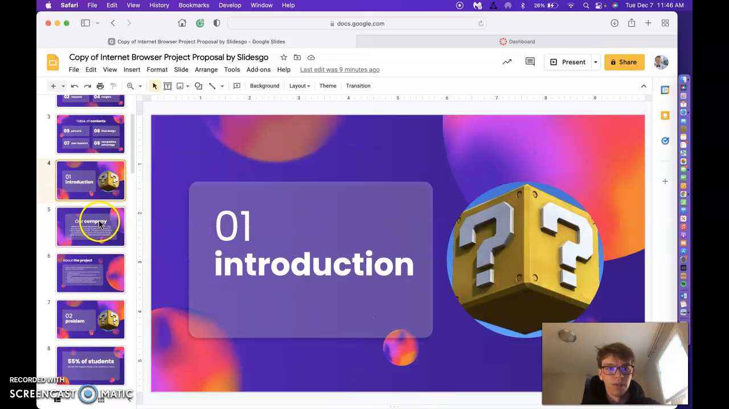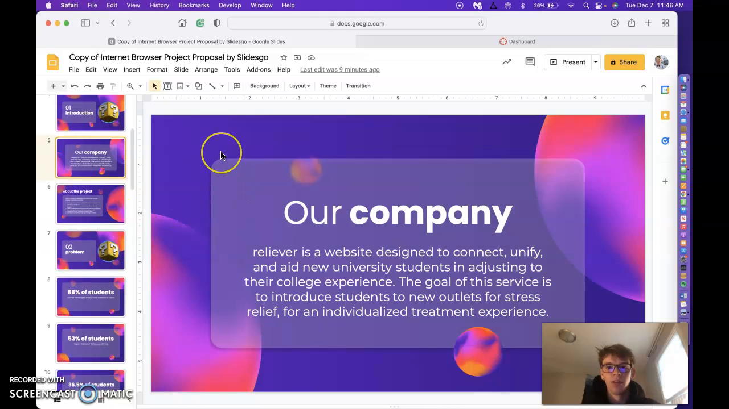So for an introduction, our company, Reliever, is a website designed to connect, unify, and aid new university students in adjusting to their college experience. So this is something I struggled with when I was coming to Miami. I didn't know really what I was doing, basically how to time manage, and poor time management added up as it does, and it resulted in a lot of unnecessary stress just because of basic skills and other things I never learned in high school or had to get accustomed to.